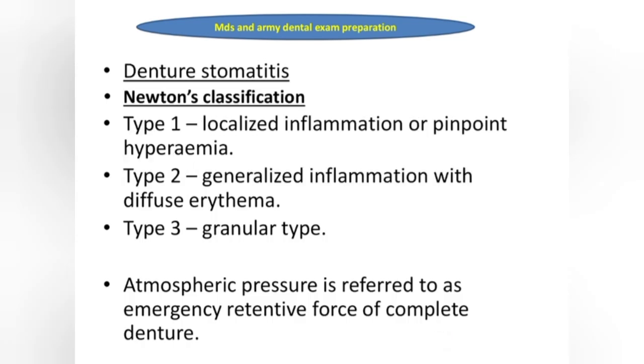Now denture stomatitis, the classification is very important. Newton's classification: type 1 is localized inflammation or pinpoint hyperemia, type 2 is generalized inflammation with diffuse erythema, and type 3 is granular type. Now the emergency retentive force of a complete denture is atmospheric pressure.